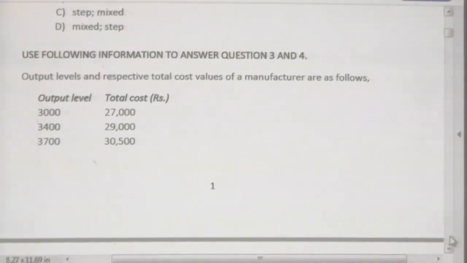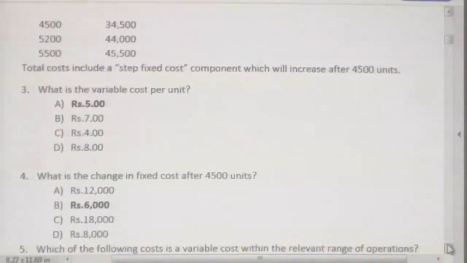Let's see what they ask in question 3 and 4. The cost includes step cost. What is step cost? I think you can remember we have discussed it in our first video of this subject seminar series. Step cost means cost will remain at a fixed value up to a specific number of units. Thereafter, it will increase. Again, it will remain at the increased level up to a specific number of units, and thereafter it will increase again. That's called step cost, right?